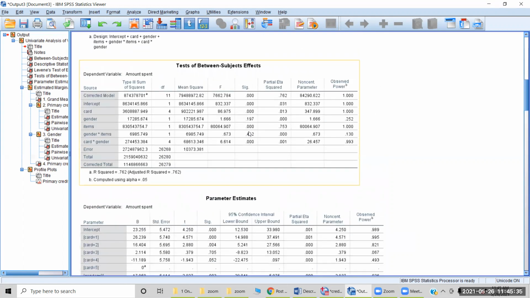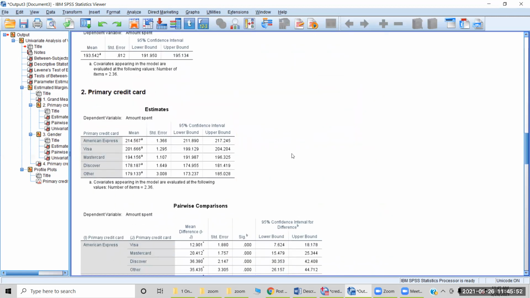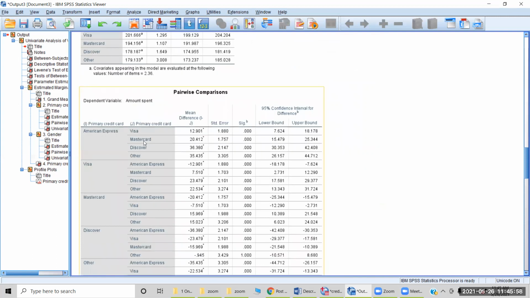But the effect size, whether it is mentionable or not, it is not mentionable. The effect size is not so big. But as far as the moderating role is concerned, it plays a very important moderating role. Then the other things are, as usual, the average expenditures adjusted after the incorporation of the covariate, the effect of the covariate, the adjusted value of the average expenditure.